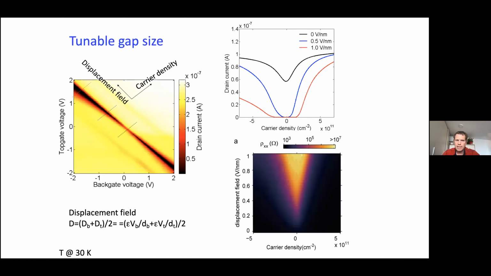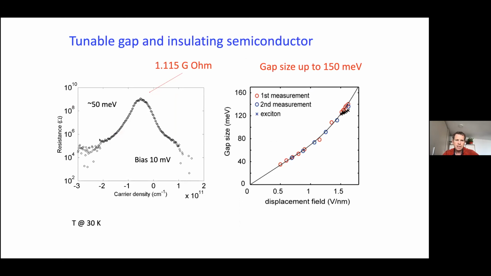Now let's have a look at the data. This is the transport through the device as a function of the two voltages, top gate and back gate voltage. And we can indeed see that there's a range here where the current goes to 0. That's where the gap is present. So you basically need to have opposite voltages on the top and back gate. You can see that better here. What is important is that the gap is very clean. When we measure the resistance of the device as a function of carrier density, the impedance goes to gigaohms. So that means there's a really good, well-developed band gap.